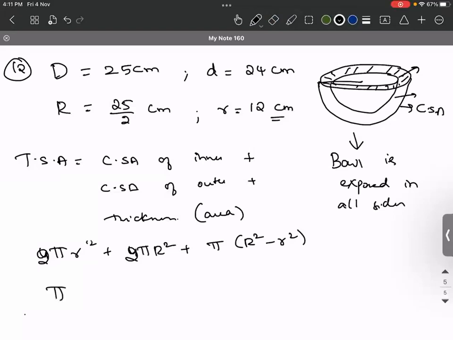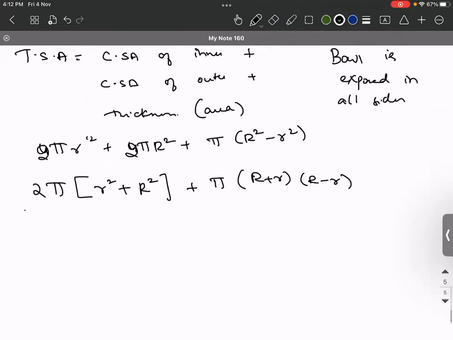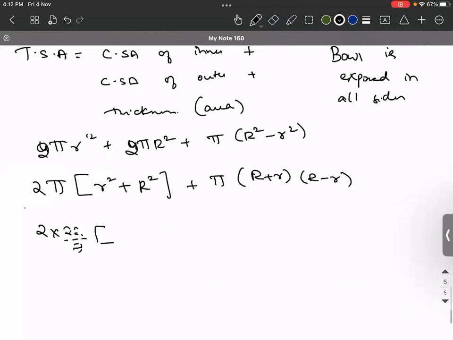What can I take out? We can take 2 pi common. So 2 pi into small r square plus capital R square, plus I'll leave pi here, capital R plus small r and capital R minus small r. It will be easy for us. Instead of squaring them, we'll apply a square minus b square. So R plus r into R minus r. So 2 into 22 by 7 into, what is small r square?